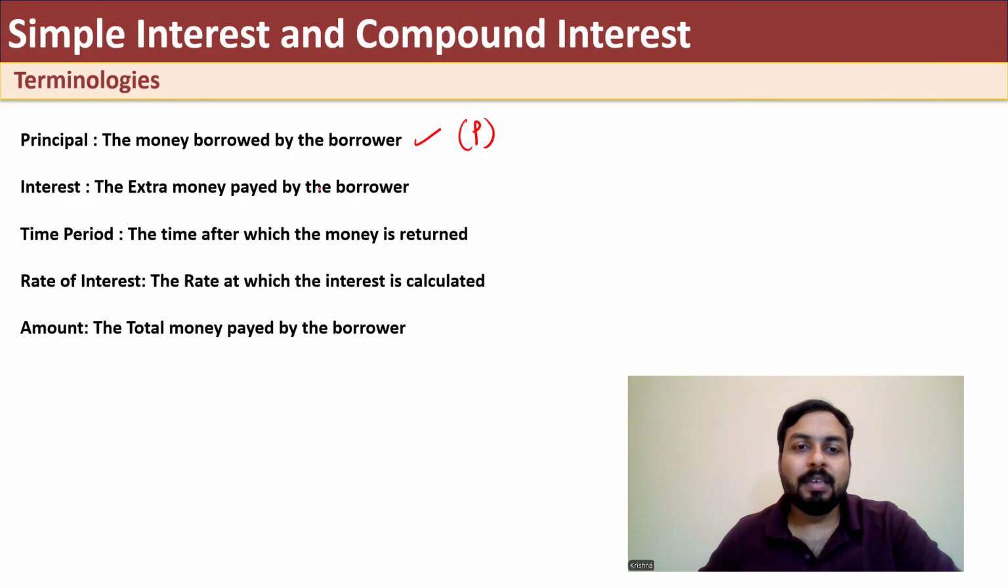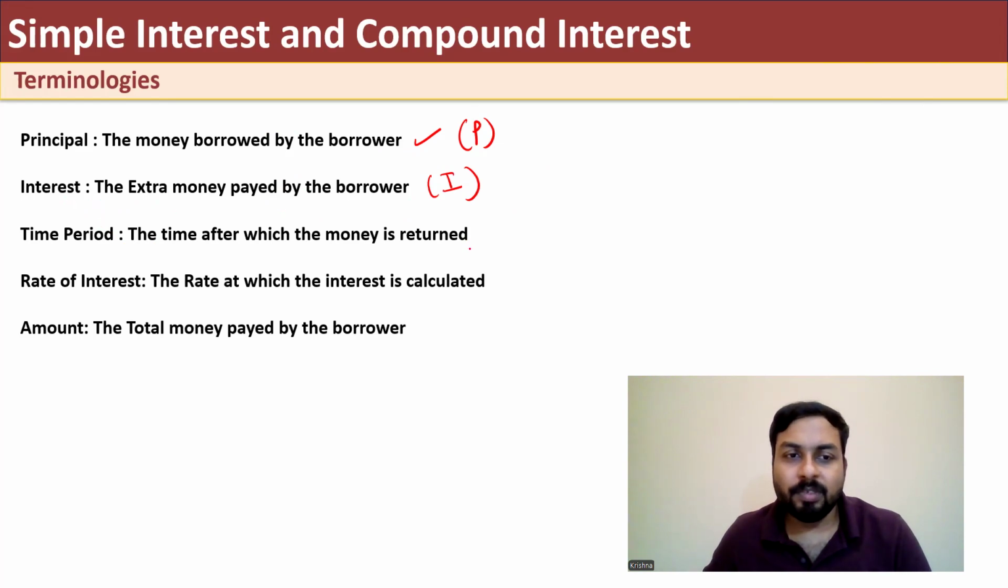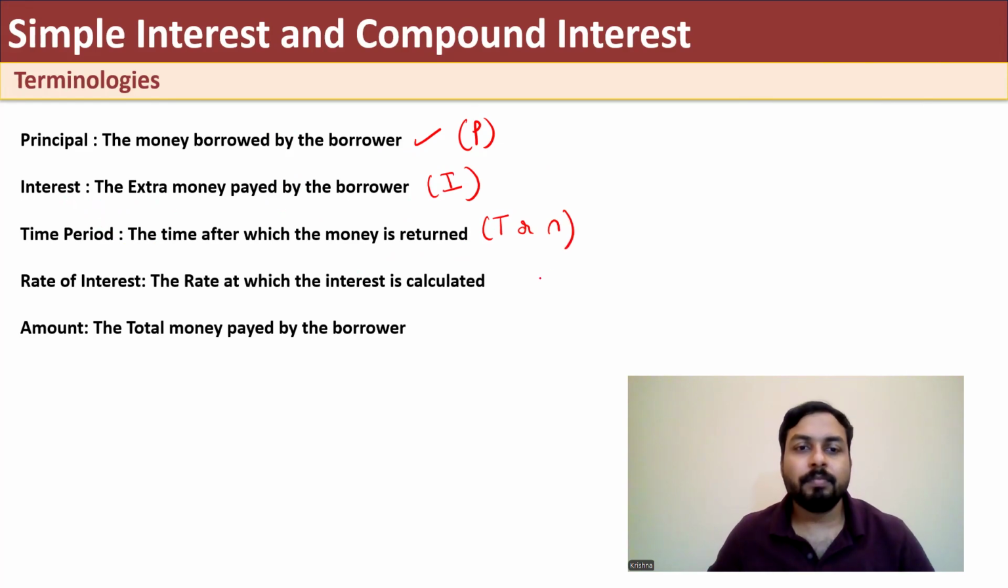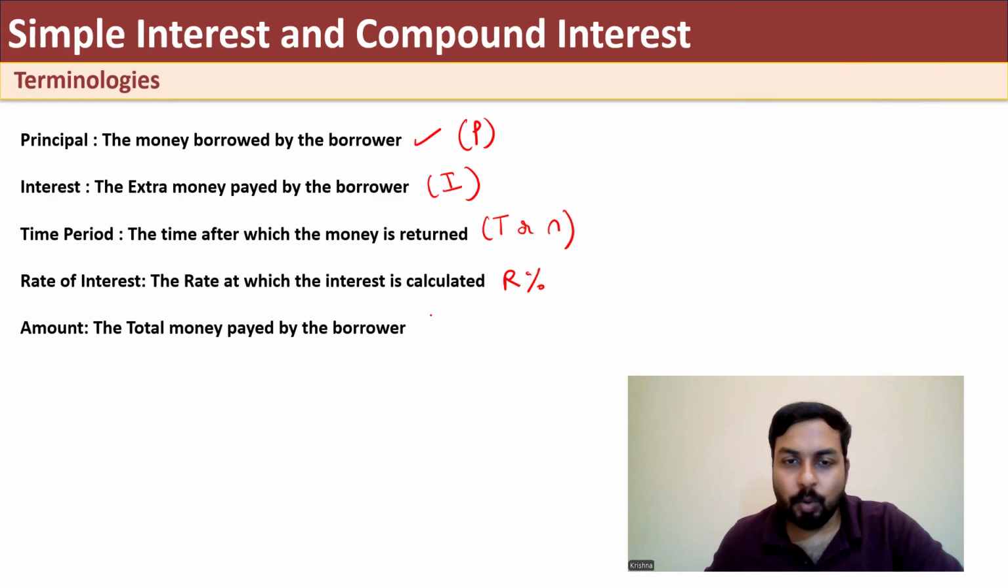Interest is the extra money paid by the borrower. It is denoted by I. Whatever extra money that the borrower is paying is called as interest. Time period. The time after which the money is returned is called as time period. So it is usually denoted as T or N. Rate of interest. The rate at which the interest is calculated. It is denoted as R percentage. And finally, the amount. The amount is the total money paid by the borrower.